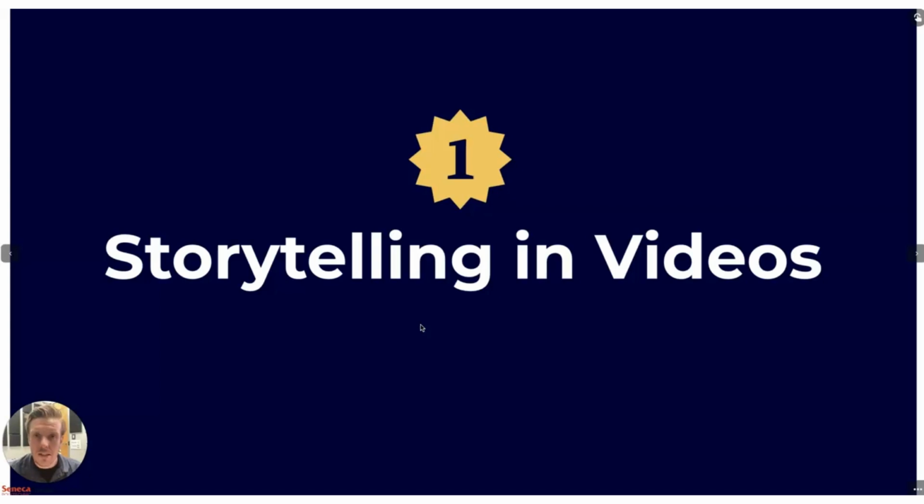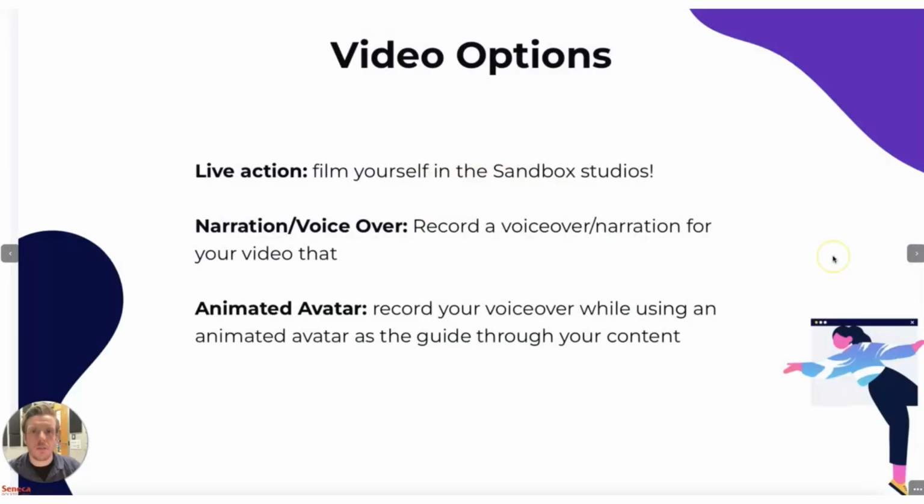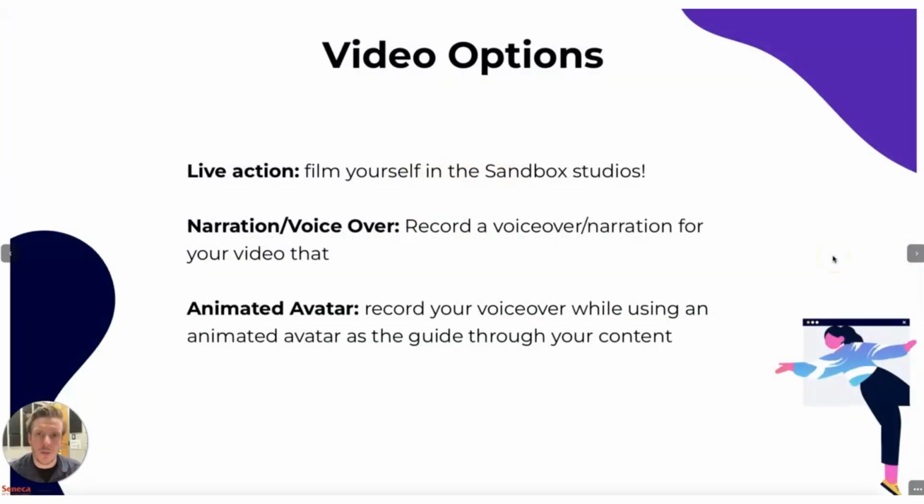And when we think of it as a story, there's a couple of ways that we can tackle our story in video format. The most common three ways to tackle a video is to film yourself live. So if you wanted to film yourself on camera with a green screen, a teleprompter, professional lighting, the Seneca Sandbox studios are perfectly set up for this type of recording. So I encourage you to consider coming down to one of our studios if you want to film yourself and then manipulate that in one of the tools that I'll be showcasing in this video.